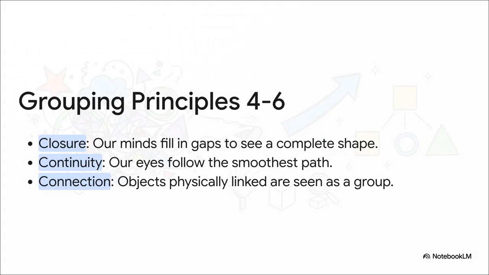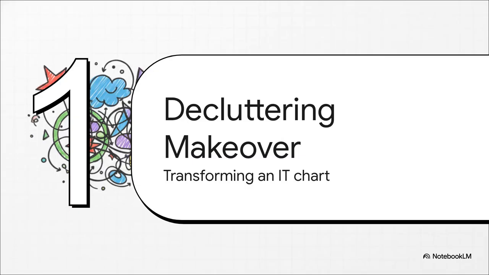Now, for how our brains simplify, there's closure, which is how our brain fills in the missing pieces to see a whole object. And this, by the way, is exactly why you don't need a full border around your chart. Then there's continuity, which just means our eyes will always follow the smoothest line or path. And last, connection. You draw a line between 2 things, and bam, your brain sees them as linked. All right, that's enough of the psychology.